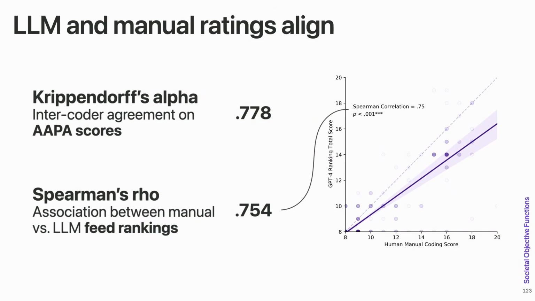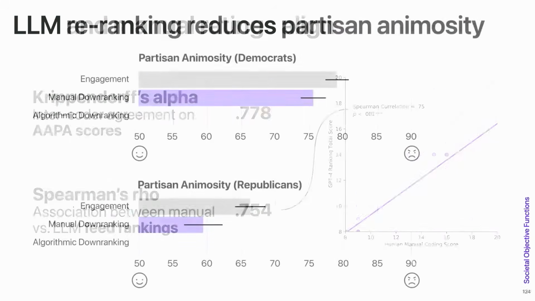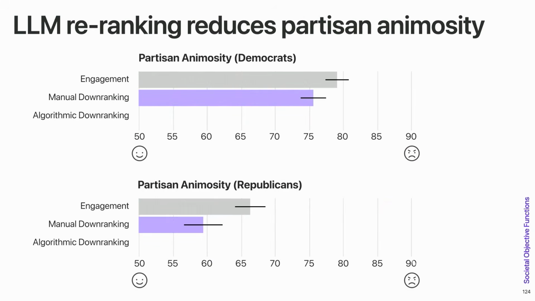I'll go through quickly here, but we basically found that we can use language models to replicate this type of annotation to a fairly high degree. But the question remained, does that actually produce the same behavioral outcome when you actually use it in a feed? So we returned to another set of experiments where we implemented this algorithmic LLM re-ranking.